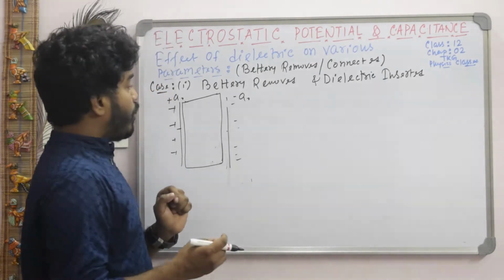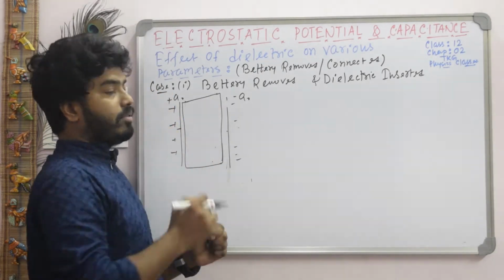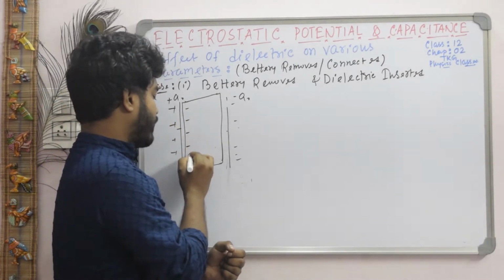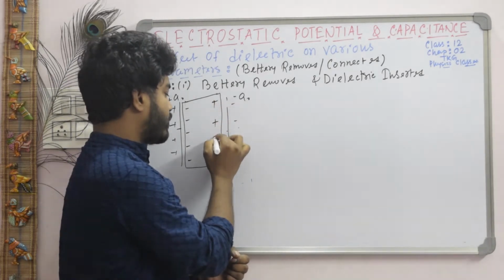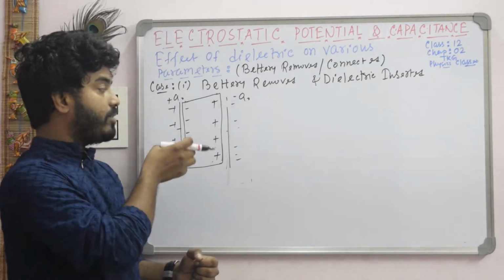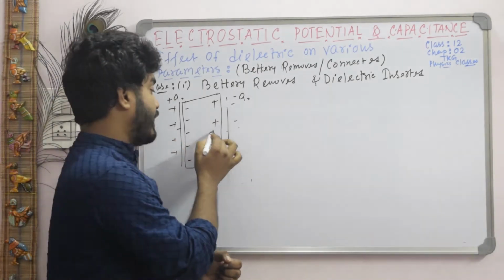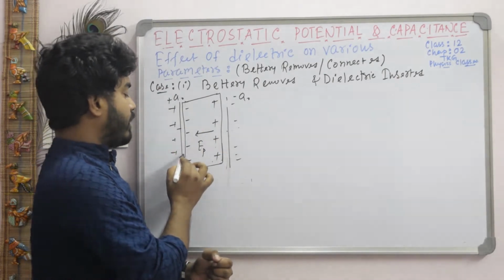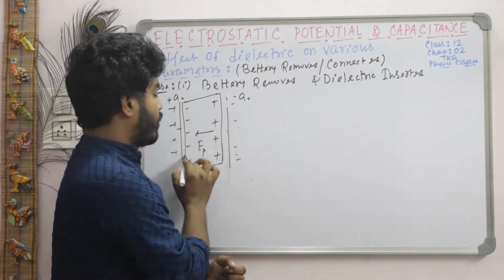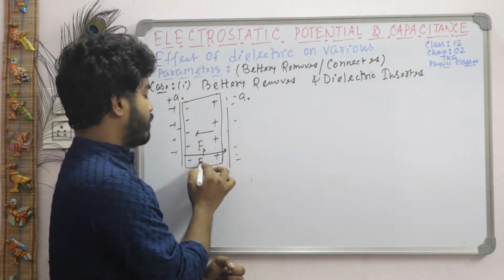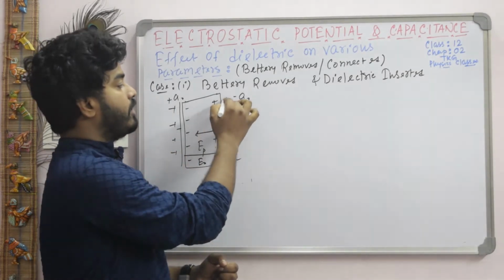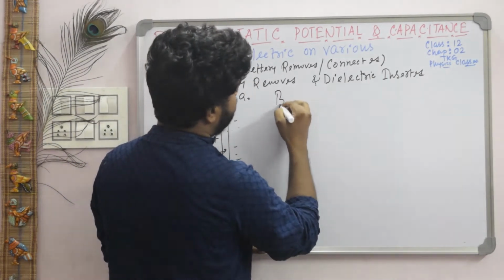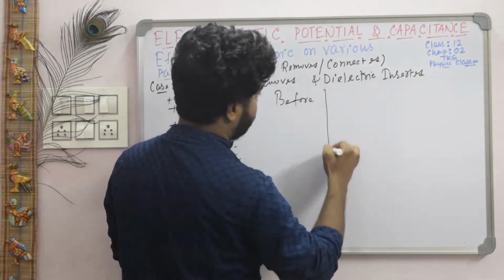Okay, so when we introduce a dielectric slab, what happens? Here a negative charge is induced, here a positive charge is induced, and for inducing this negative and positive charge, here an electric field EP is induced which is directed plus to minus, and in the general condition the electric field E naught is directed from positive to negative plate. Now make it before and after.